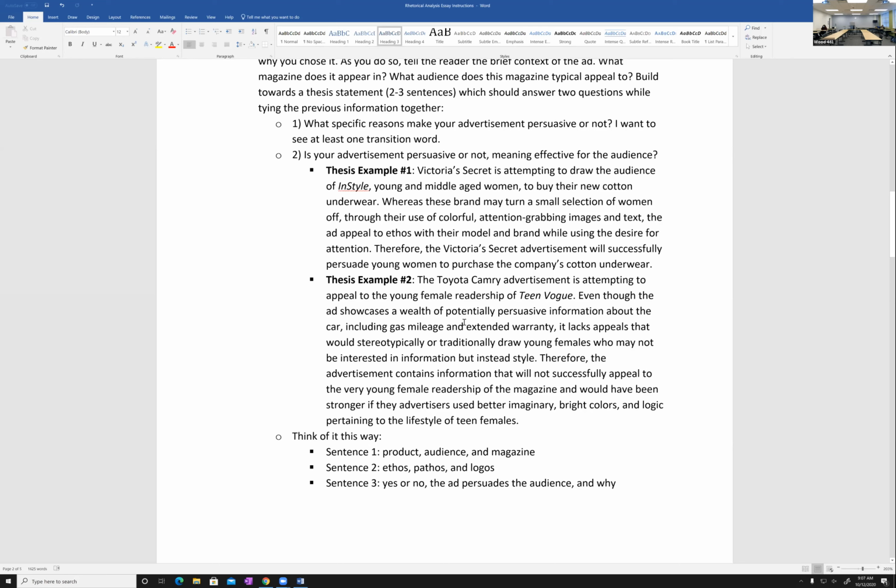So those are models for you on what your thesis should look like. As you can see, our thesis is going to be a little more complicated this time around. I want it to be 2 to 3 sentences. It is okay if there's another one, but I do want you to try to limit it to 2 or 3 to make it concise.